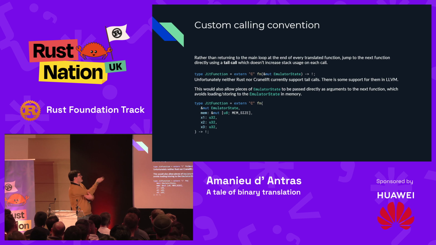If you recall, in the original version, the emulated state is a mutable reference. It's stored in memory, and we need to read and write values to it all the time. But here, we can just keep everything in registers and pass them straight on to the next function.